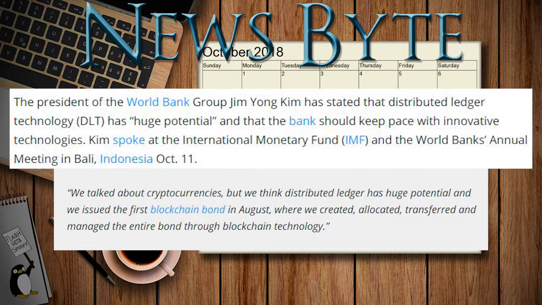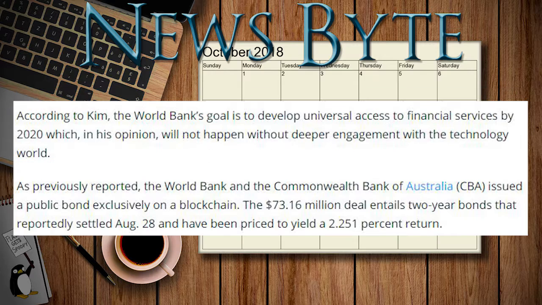Quote, we talked about cryptocurrencies, but we think distributed ledger has huge potential, and we issued the first blockchain bond in August, where we created, allocated, transferred, and managed the entire bond through blockchain technology. End quote. Mr. Kim is of course referencing the Australian Commonwealth Bank bond that was issued. It is a $73.16 million deal for a 2-year bond and will yield a 2.25% return. So, seems to run concurrent with your usual bonds, but this time all on the blockchain, or maybe the bond chain?